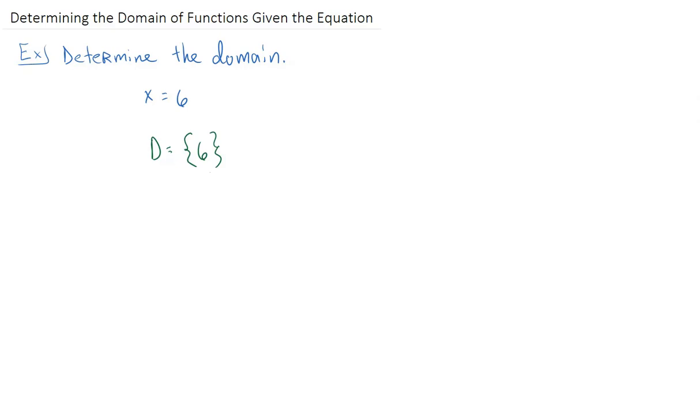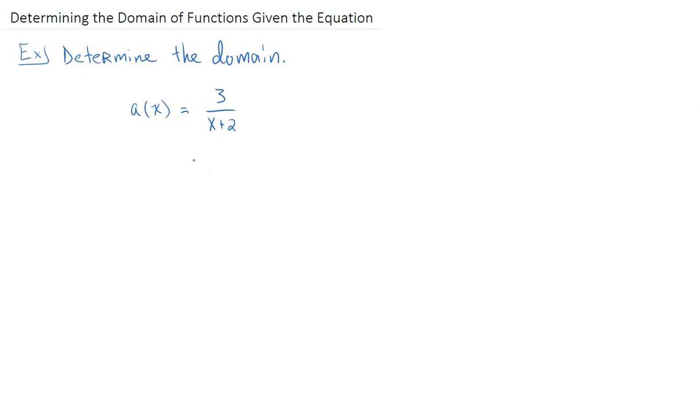Alright, let's try a few more. Let's go with a of x equal to 3 over the quantity x plus 2. So in this case, we have a rational function, which means we need to watch out for the denominator being 0. We cannot let the denominator be 0.